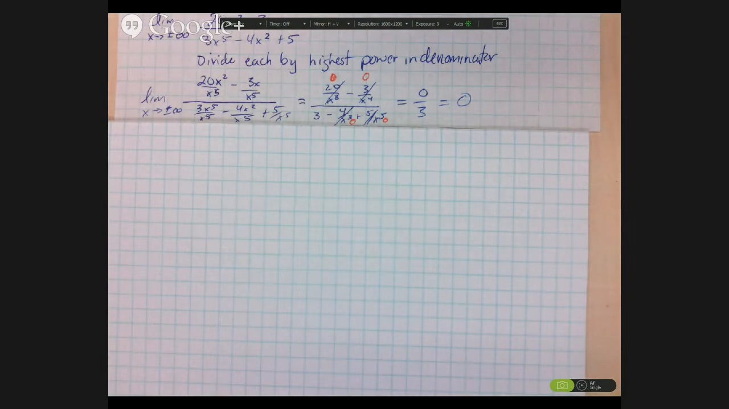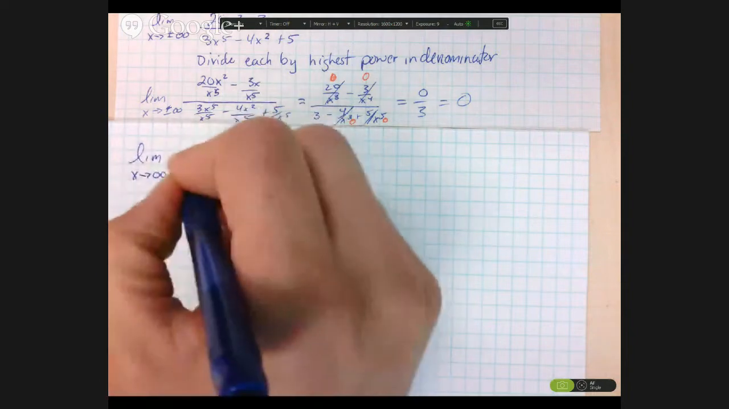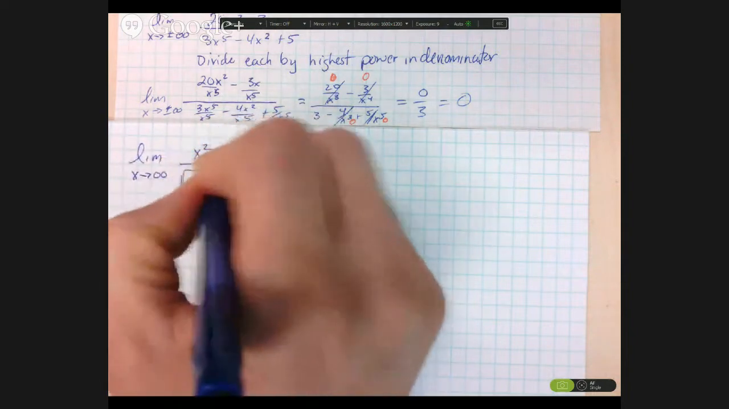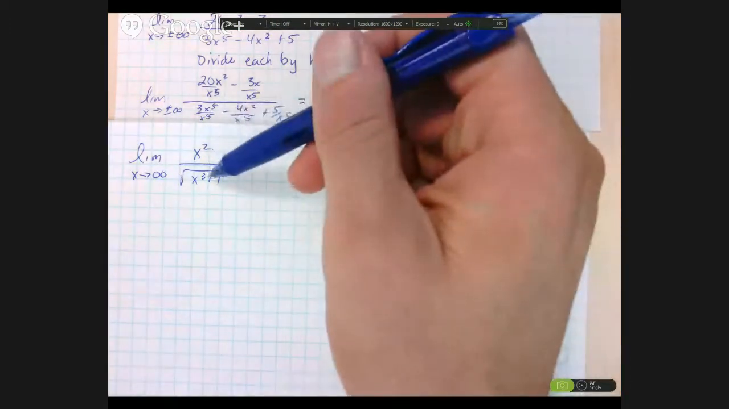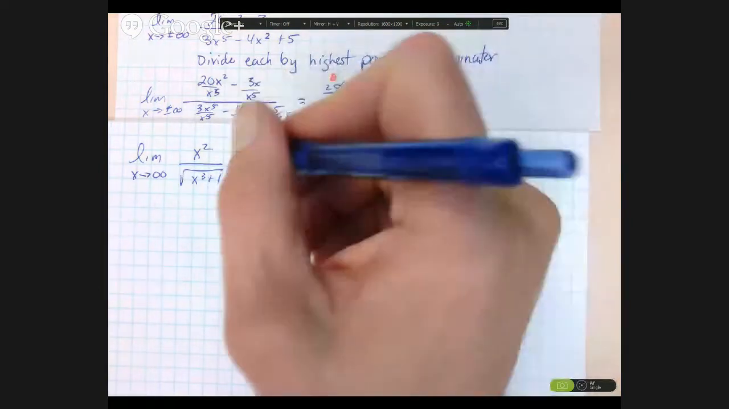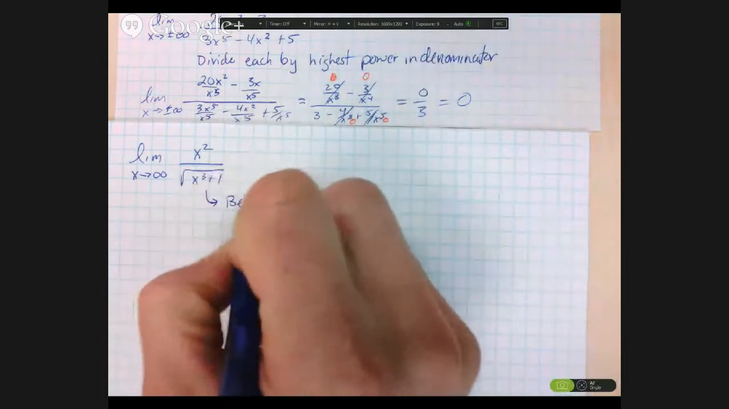Okay. Let's try another one here. These ones are a little bit funky. Yeah, so x squared over the root of x cubed plus 1. What you want to know is what this denominator does. It helps you infinity.